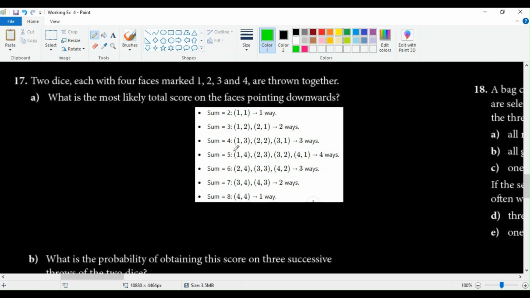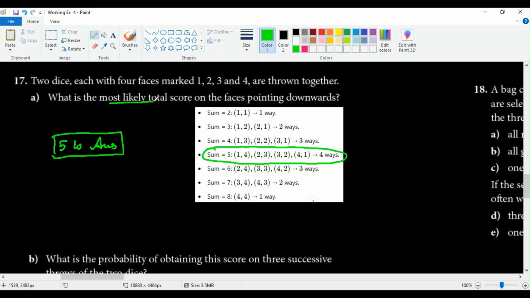So the maximum possibility, the biggest total we can get, is 4 ways, which is 5. So this is the answer we are looking for. There are 4 ways of getting 5. So 5 is the answer for this part of the question. This is the most likely total. Most likely total score is a 5.